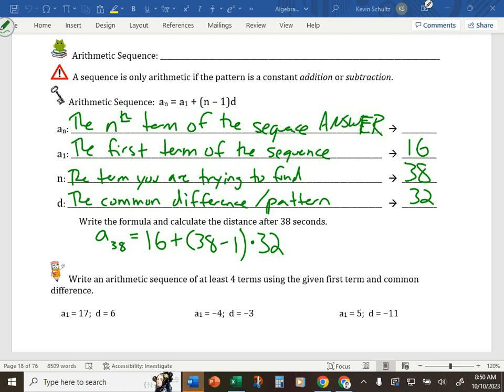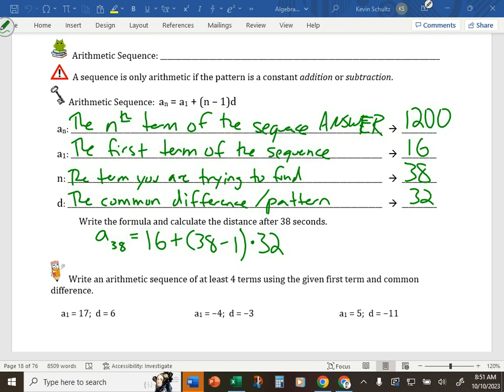Go ahead and enter that in your calculator, exactly as you see it there. You don't put the A38 part in there because that's the answer. That's what your calculator will give you. So it's 16 plus 38 minus 1 times 32. Exactly as you see it there. And you should get what? 1200. 1200, which is the answer, right? That's what we got up above. We've proven now this formula works.